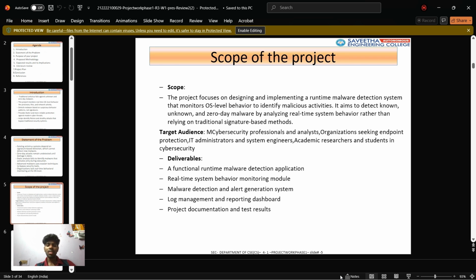on traditional signature-based methods. The target audience for this project is cybersecurity professionals and analysts, organizations seeking endpoint protection, IT administrators and system engineers, and academic researchers and students in cybersecurity. So these were the target audience. What we deliver from this project is a functional runtime malware detection application, a real-time system behavior monitoring module, a malware detection and alert generation system, a log management and reporting dashboard, and project documentation and test results. So these were the deliverables of our project.